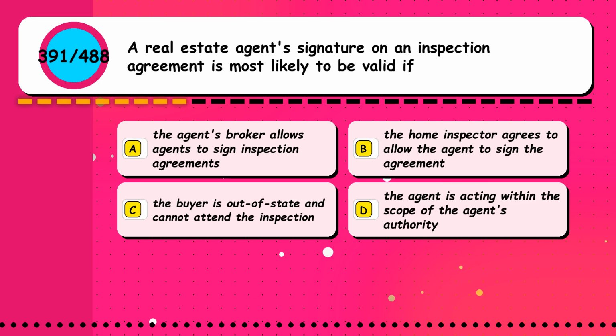Question 391. A real estate agent's signature on an inspection agreement is most likely to be valid if: Option A, the agent's broker allows agents to sign inspection agreements. Option B, the home inspector agrees to allow the agent to sign the agreement. Option C, the buyer is out of state and cannot attend the inspection. Option D, the agent is acting within the scope of the agent's authority.